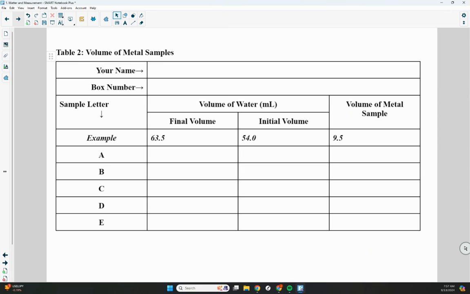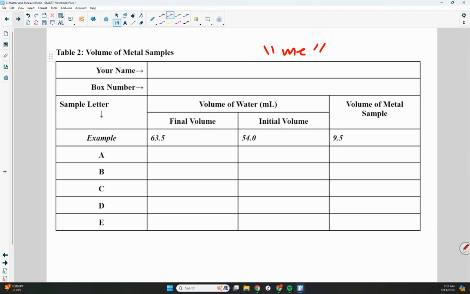Now let's talk about how to record this data. So data table 2 in your booklets is for volume. And the thing I want to stress is that each person in your group is going to fill out this table independently of the other people. So this table is just for me. All right. The example shows how we do this.